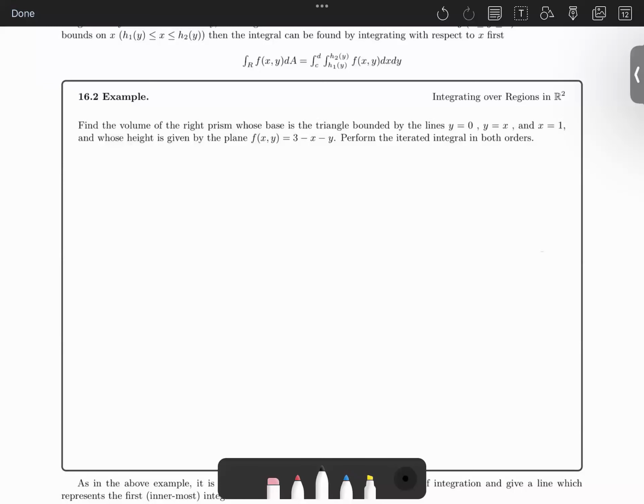All right, let's integrate a function over a general region. So the last section was all about integrating functions over rectangles. Now we can integrate functions whose domain is bounded by continuous functions. So let's work on example 16.2 here.